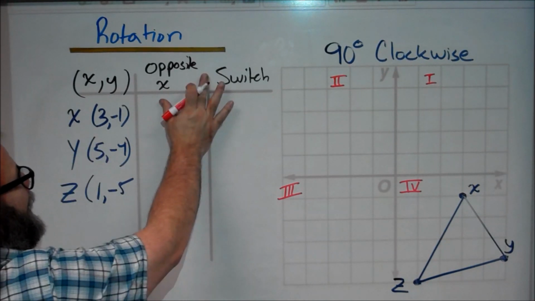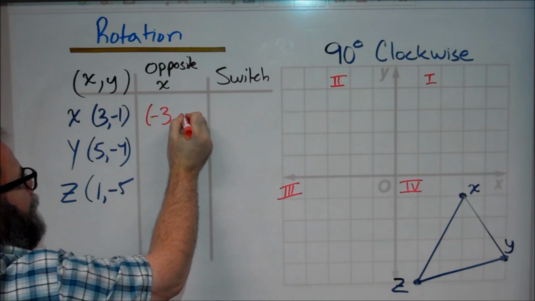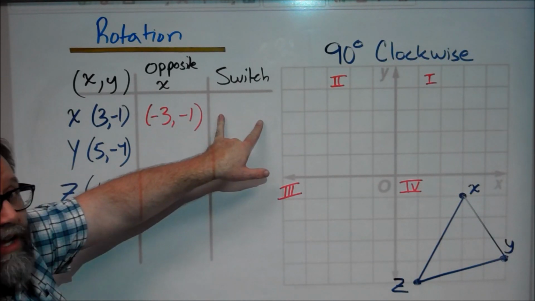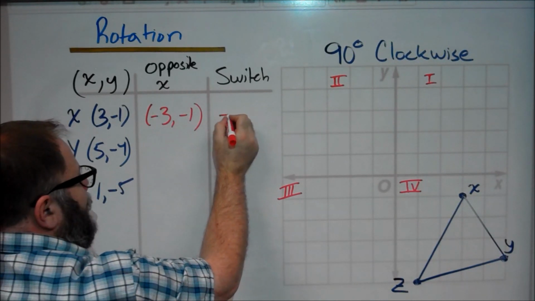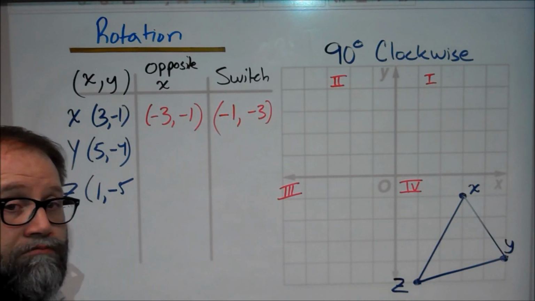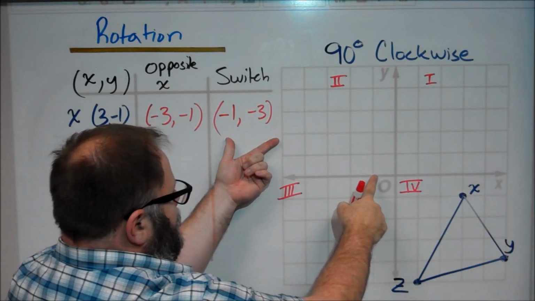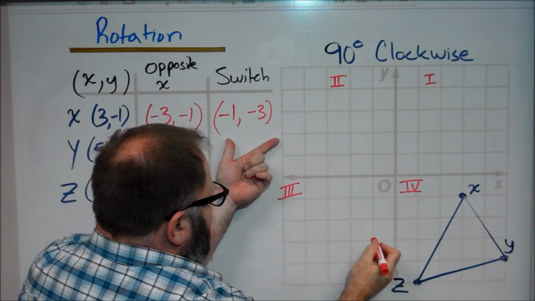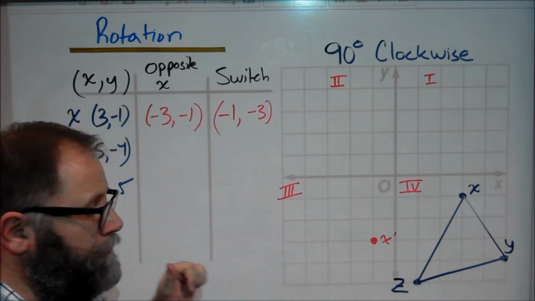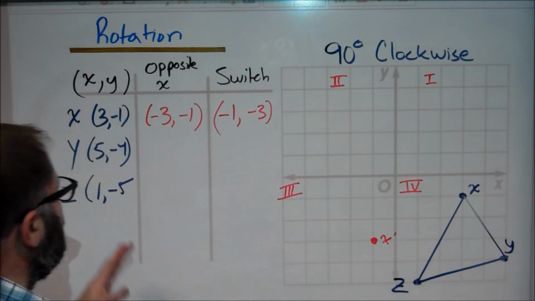So let's do it and we'll see when you start believing it. Okay, so we want the opposite x. So I've got 3 here, which means I need -3. The y does not change. Okay? And then switch means now I've got (-1, -3). Okay, so that's the one we're going to graph. (-1, -3) is here, and that is x prime. All right, don't panic. Let's do the other two.